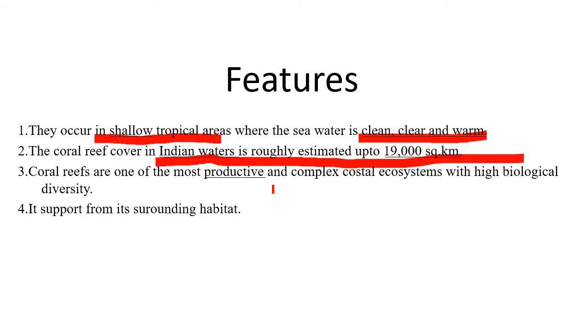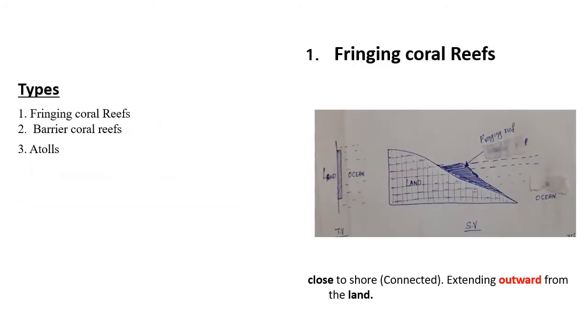The coral reef is one of the most productive, complex ecosystems. Just as the forest on land is productive, the coral reef in the ocean is also productive. It supports the surrounding habitat.